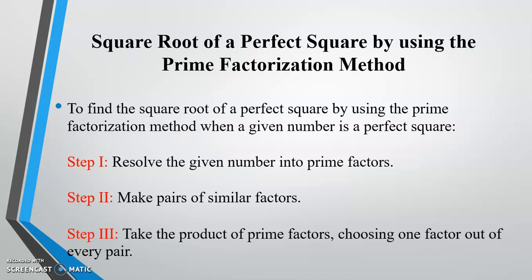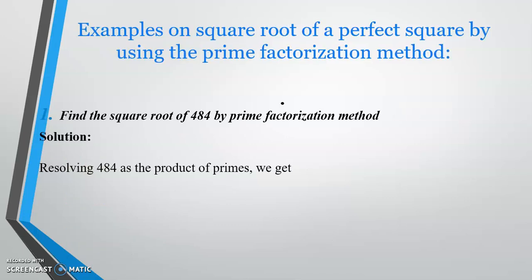First step, you resolve the given number into prime factors. This number you have been asked to find the square root of, you resolve it into prime factors. Then make pairs of similar factors and take the product of prime factors, choosing one factor out of every pair. Now, what are prime factors? Prime factors are simply numbers that we multiply by each other to give a set number. Let's see that in our example.